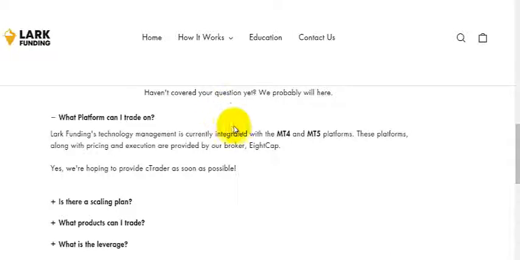These are some of the reasons why I really like Lark Funding. They don't care if you use a trade copier. I've asked them multiple times. You can ask them yourself. You can send them a message here on the Contact Us page.